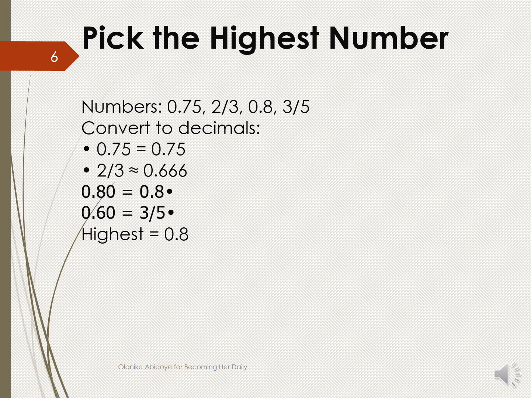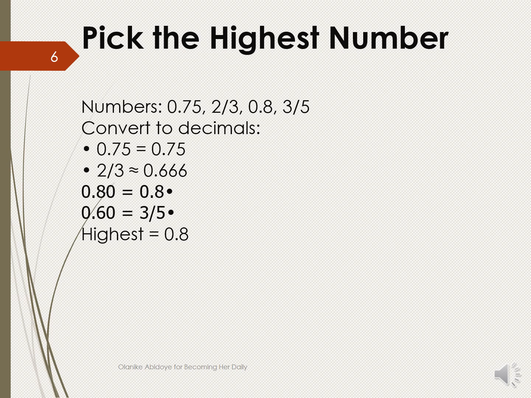3 over 5. So considering 0.75, 0.66, and 0.8, then 0.6, the highest here will be 0.8. You can see that all the other ones are less than 0.8. So looking at this, 0.7 is lower than 0.8 and so on like that. So the highest there is 0.8.